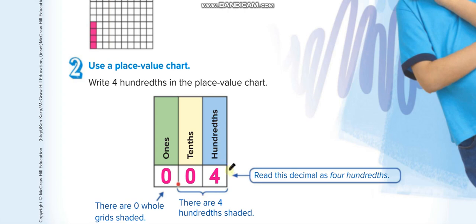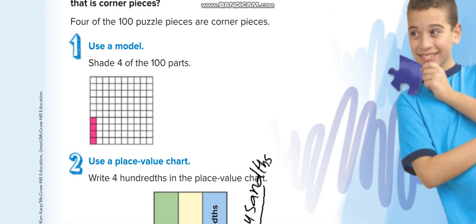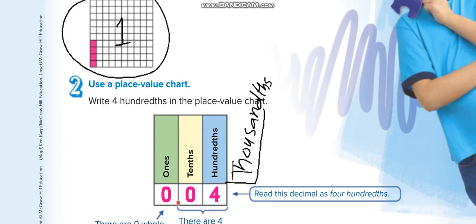We also have the third one. Its name is thousandths. So these are the three place values after the decimal when we are writing numbers less than one. On the other side, you know that you have tens, hundreds, thousands, 10,000, like that.